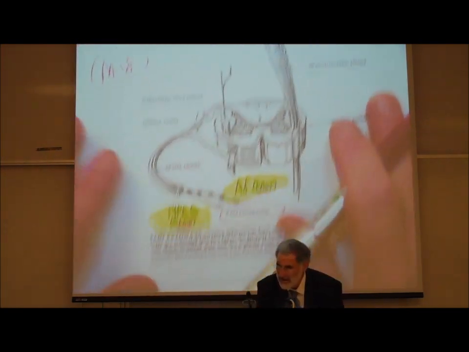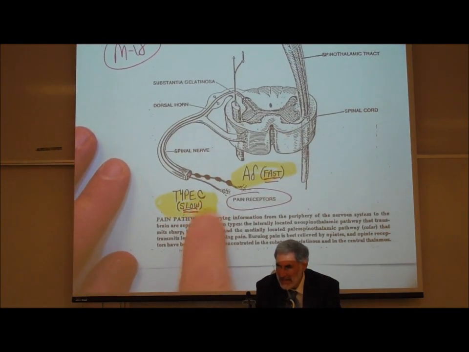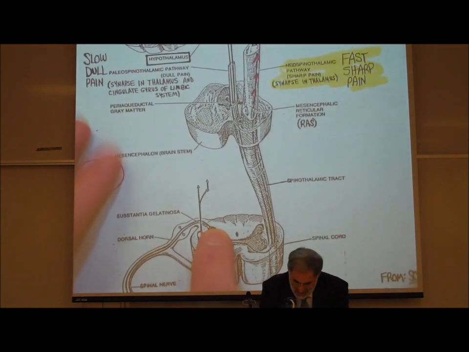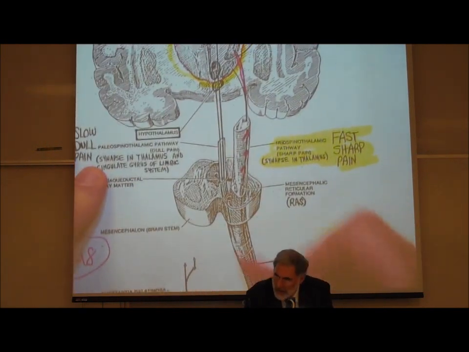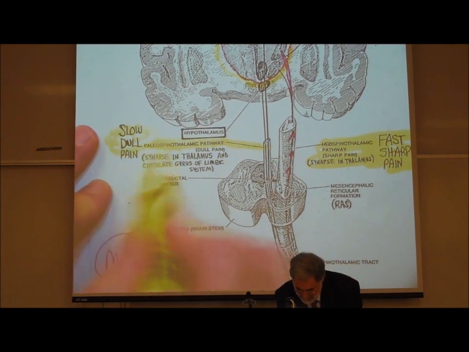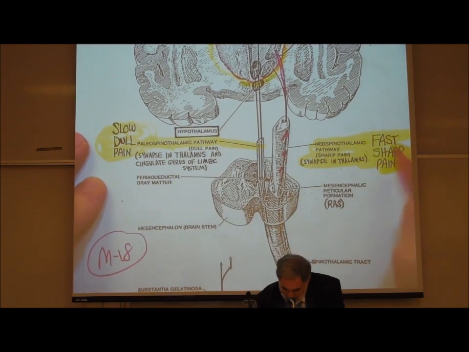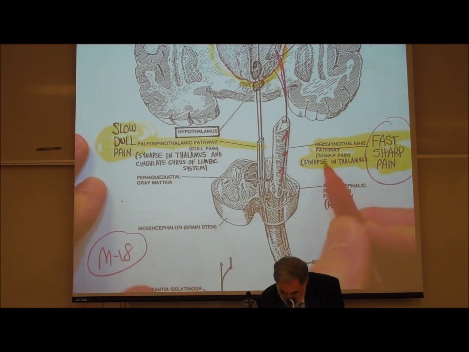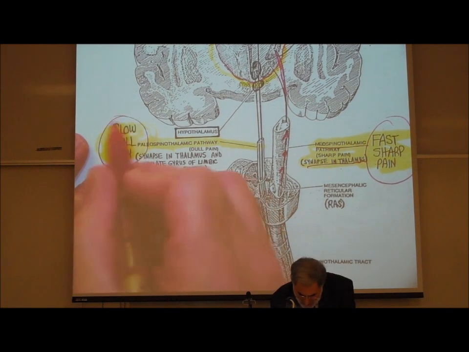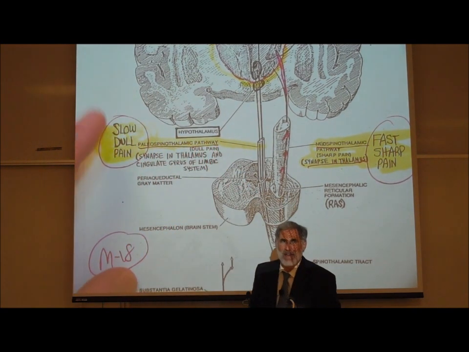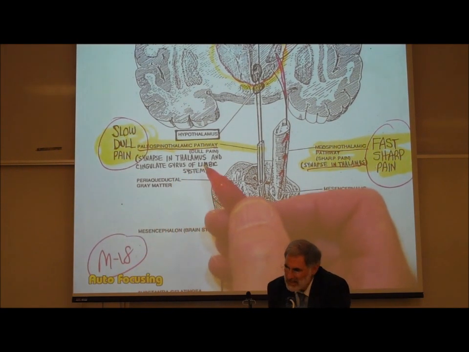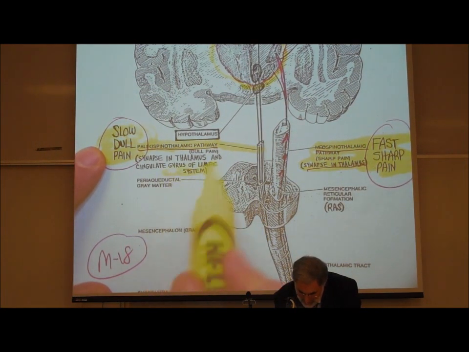Now, traveling at a slower speed are these unmyelinated pain sensory neurons. And these slower signals are then going up what's called the paleospinothalamic pathway. So if the fast pain is going along the neospinothalamic, and they synapse in the thalamus, the slow pain is going through the paleospinothalamic. Paleo means ancient. And these are synapsing in the thalamus and the limbic system.